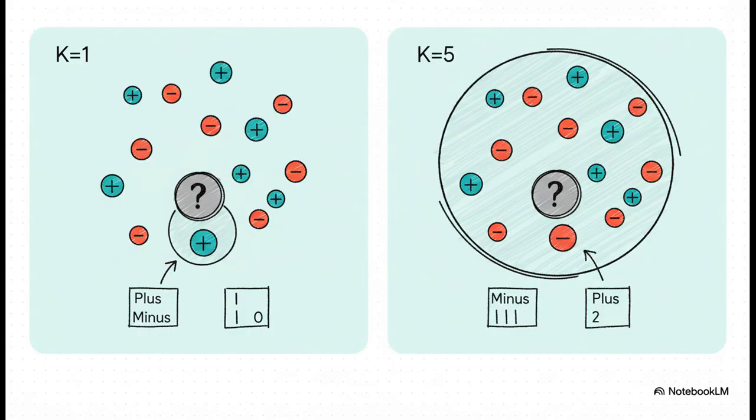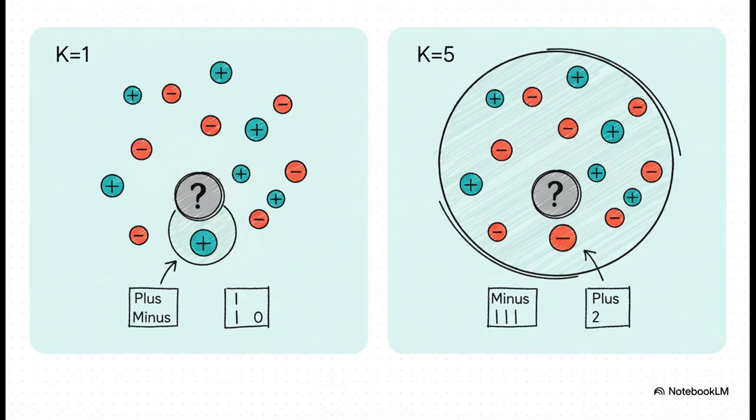And check this out. This is where it gets wild. When k is 1, the single closest neighbor is a plus. So the vote is 1 to 0, and our hero gets classified as a plus. But when we set k to 5, we look at that bigger group. And all of a sudden, we've got 3 minuses and only 2 pluses voting. The majority flips, and now our point gets classified as a minus.